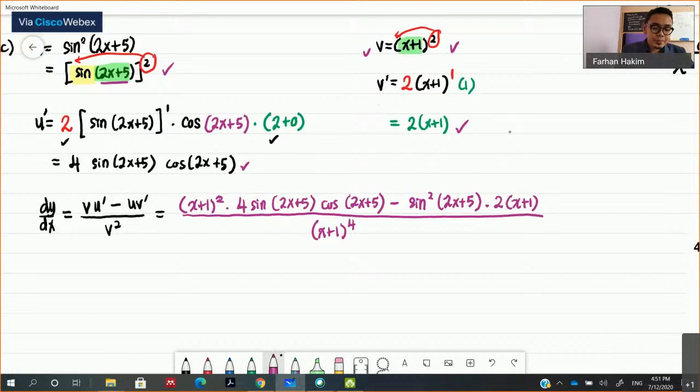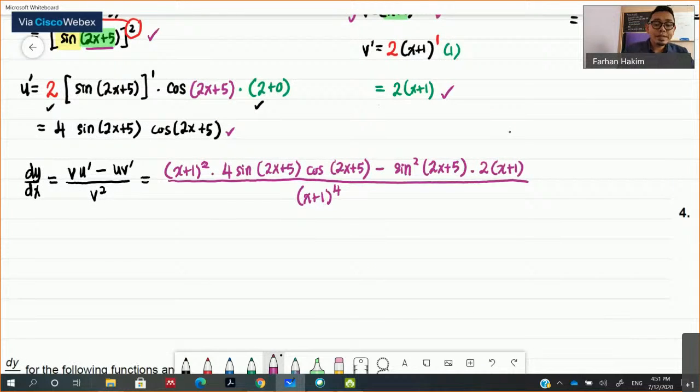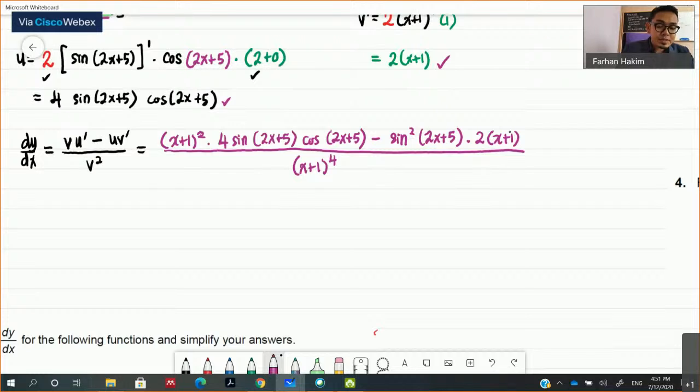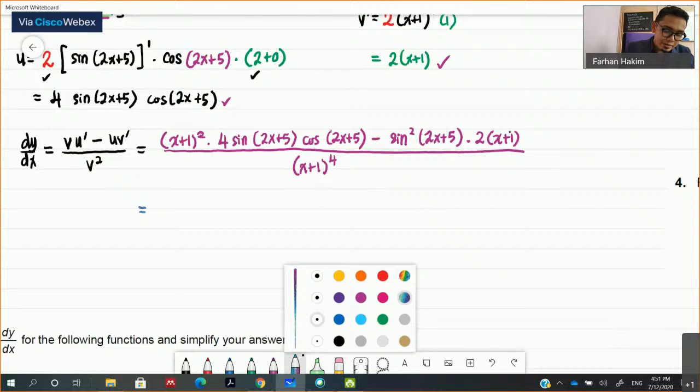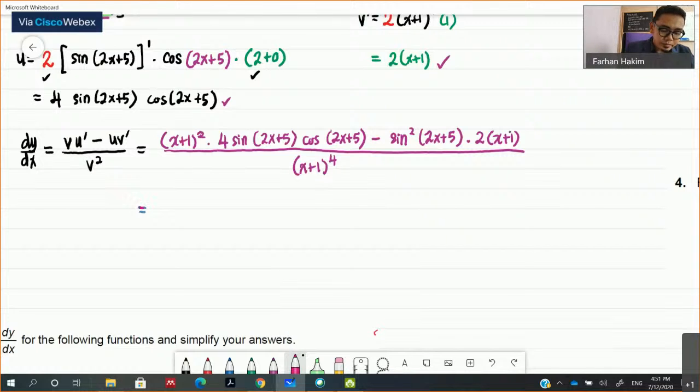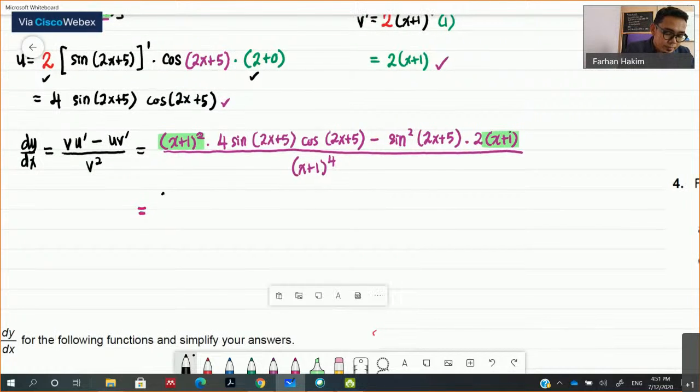Okay, so we can simplify this. Actually, we can factorize that x plus 1 first. All right. So we note that this x plus 1 can be factorized here. I'm going to factorize the x plus 1.